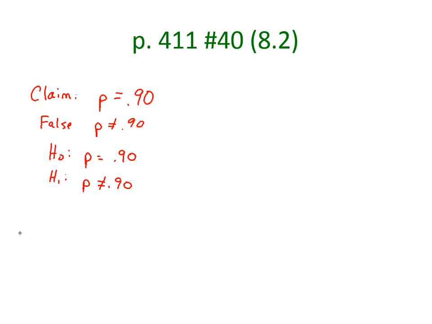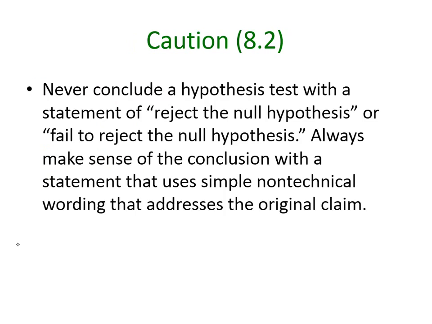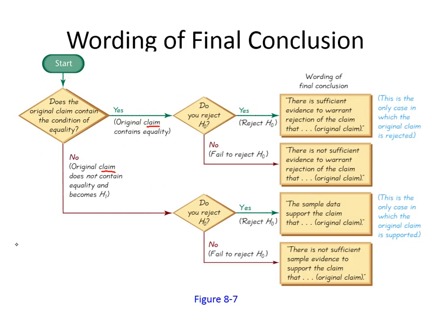So now, from the original claim, the claim had that it was equal to. And these two pieces are not necessarily asked for in this problem, but it would be something you'll be doing later. The original claim had the equals. So my original claim included the equals. On this problem, I rejected that null hypothesis.